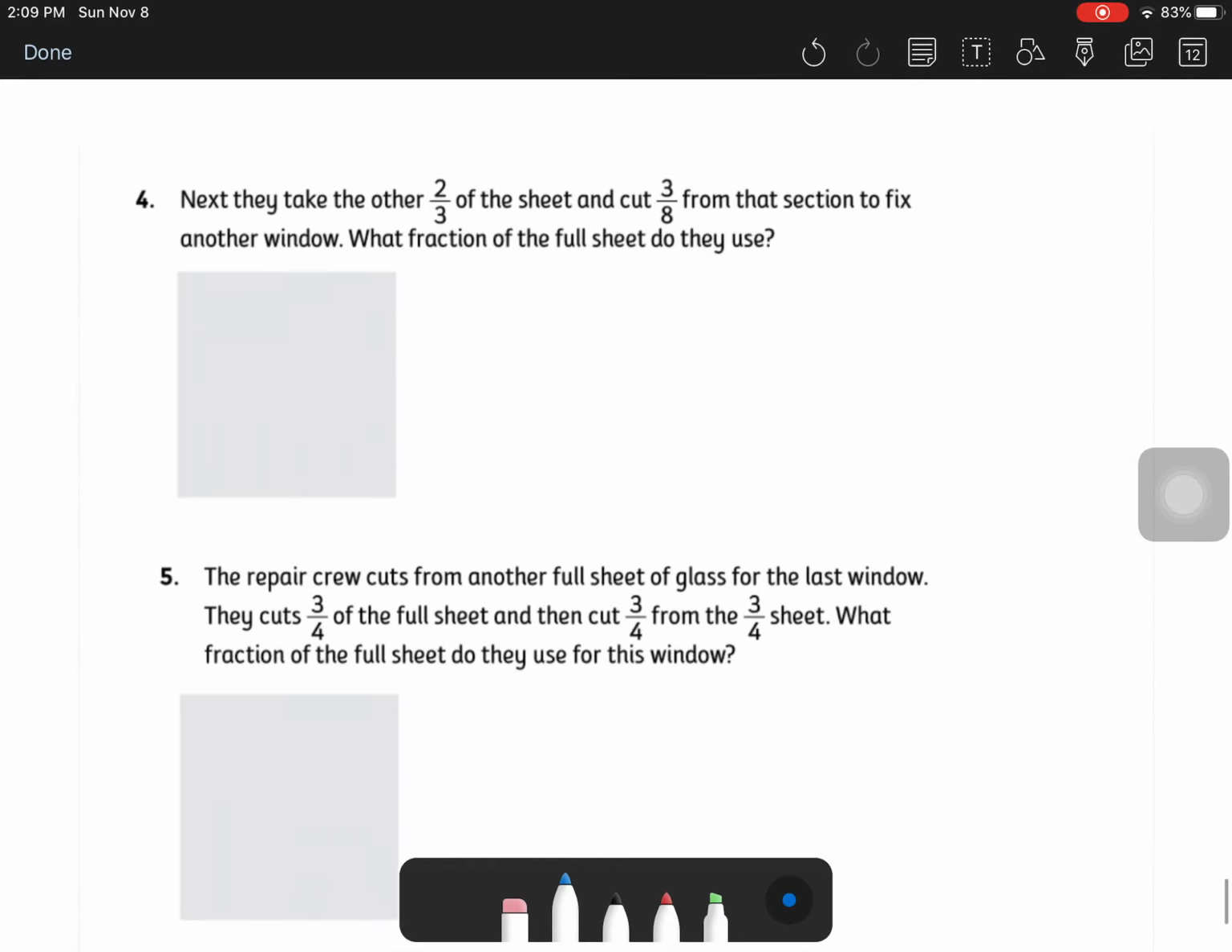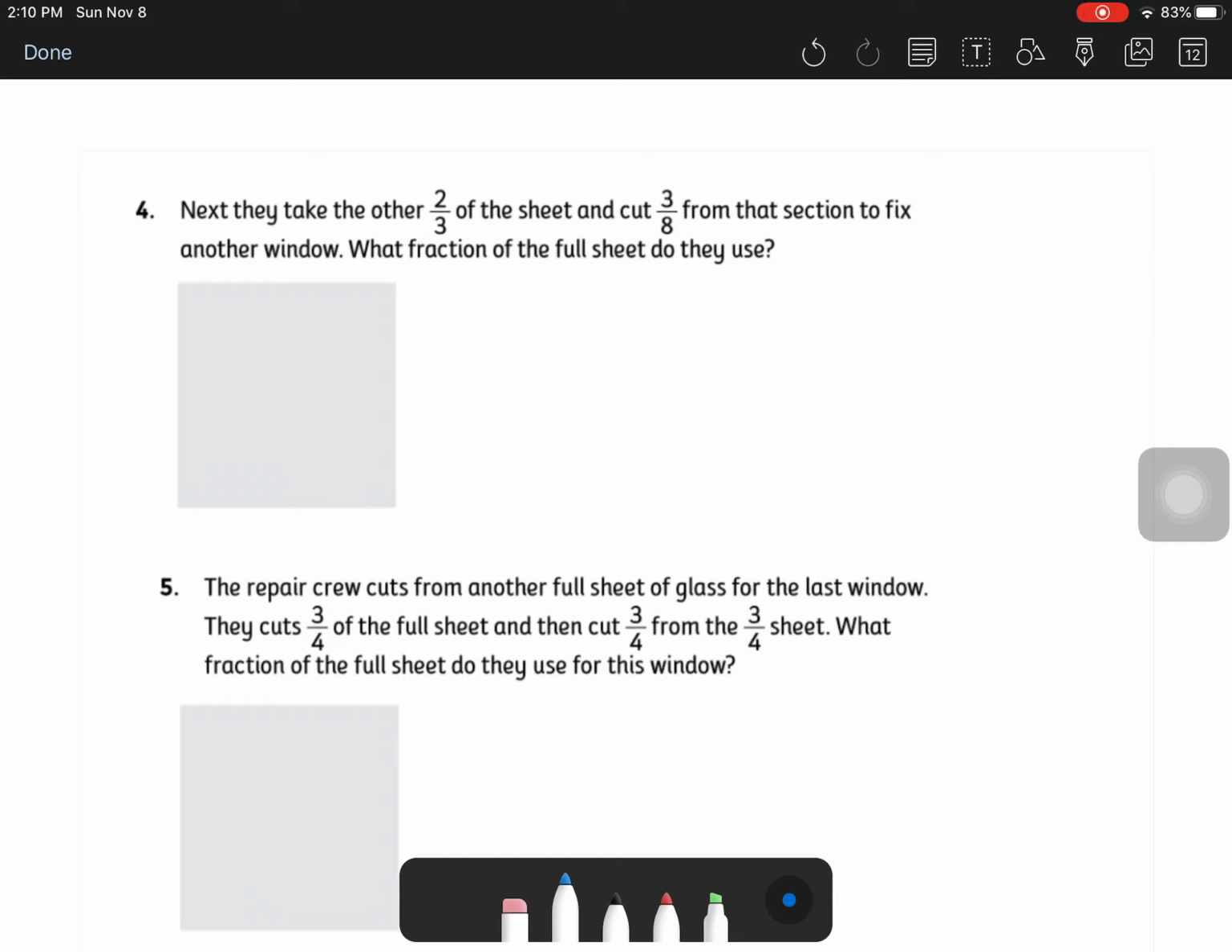All right, just a couple left here. Okay, so we got 2/3 of 3/8. I'm maybe not going to draw this one out because it's going to get kind of a cluster. 2/3 times 3/8. We'll just do this one with traditional multiplication. 2 times 3 is 6. 3 times 8 is 24.